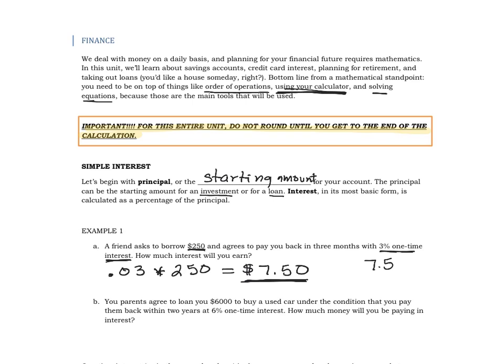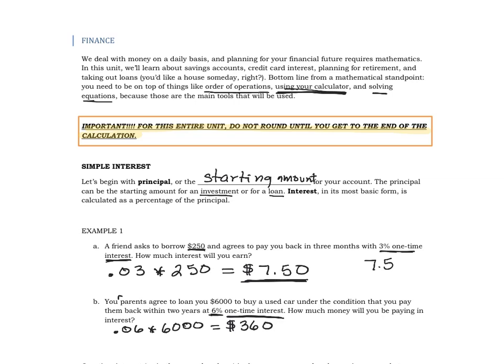Okay, next, your parents agree to loan you $6,000 to buy a used car under the condition that you pay them back within 2 years. And they are charging you a 6% one-time interest. So how much money will you be paying in interest? So basically, your parents are charging you a fee of 6% of $6,000 for using their money. And when we multiply that out, we get $360.